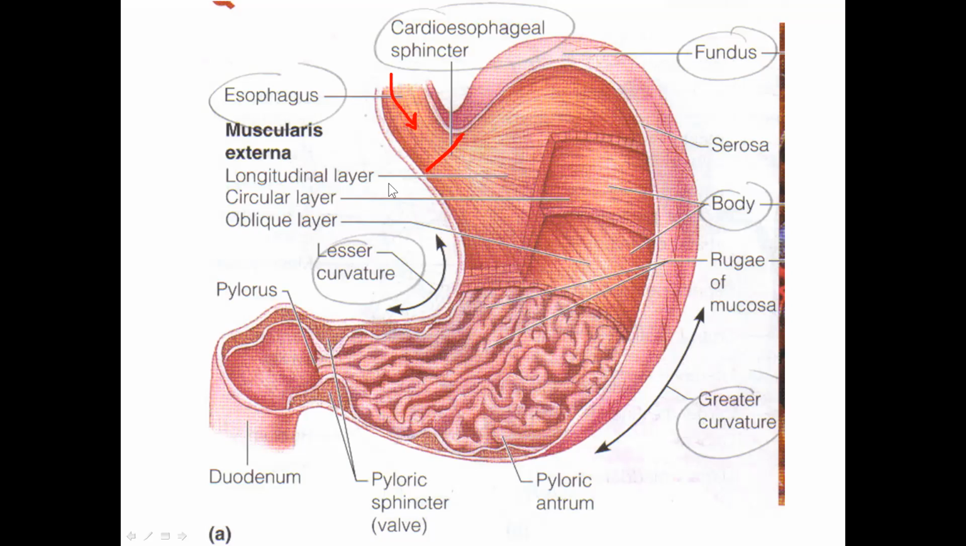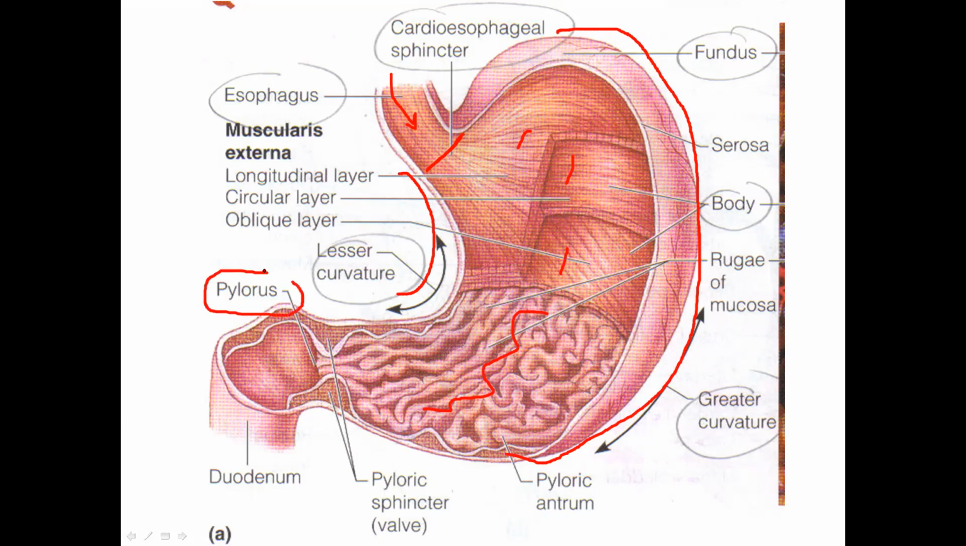You have the lesser curvature of the stomach. Right here, lesser curvature. Over here is the greater curvature. All these folds that you see, that's called rugae. You can see the 3 different muscle layers of the stomach.